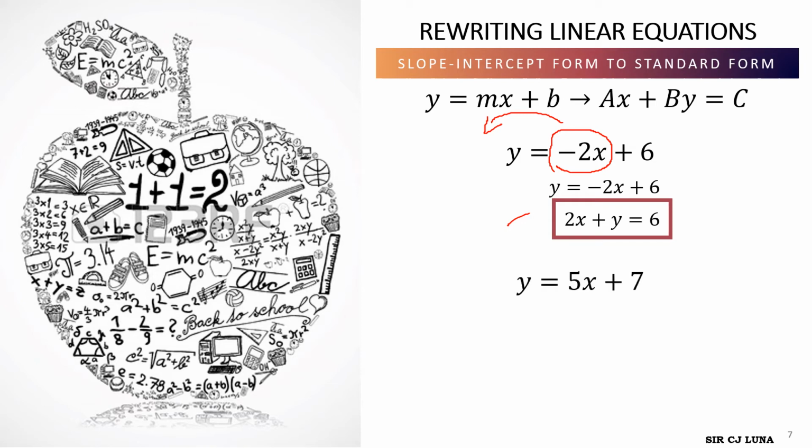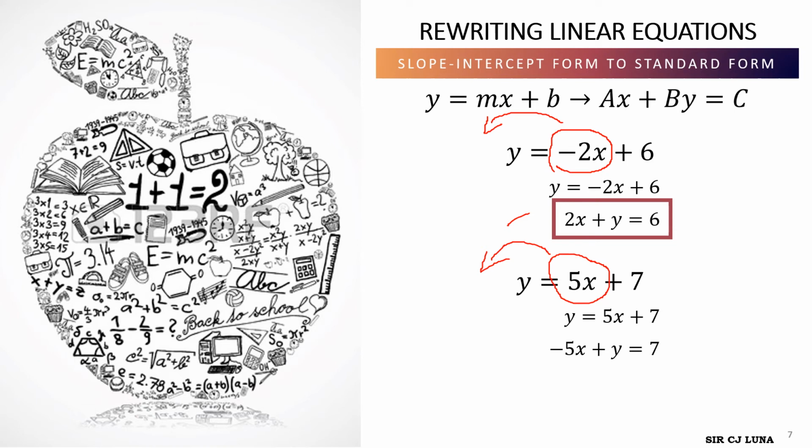Y equals 5x plus 7. So, kamukha lang siya ng number 2. Ang ating coefficient para sa x ay positive 5. So, lipat mo lang siya agad doon, transpose mo lang siya doon, magiging negative 5x. And then copy, positive y equals 7.